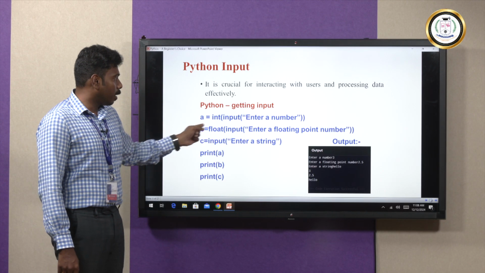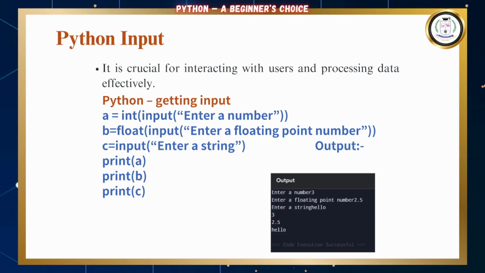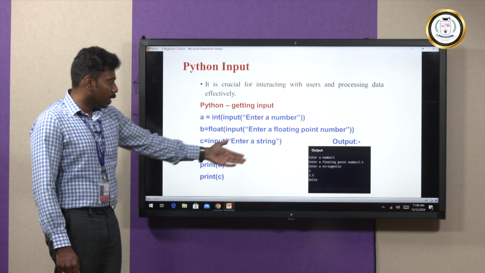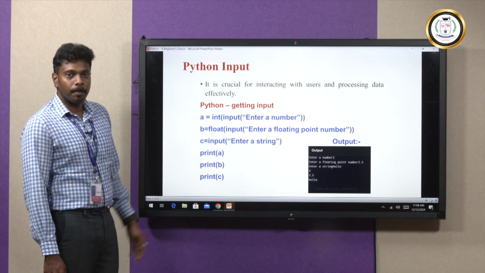When I am giving the enter a number, which is in the first line, it is an integer type, I am giving 3. And in the second line we are going to get a floating point number and the input is 2.5 and the string is hello. So I am displaying and seeing whether the input has been taken. Yes, it is taken: 3, 2.5 and hello, which has been printed using the print statement.